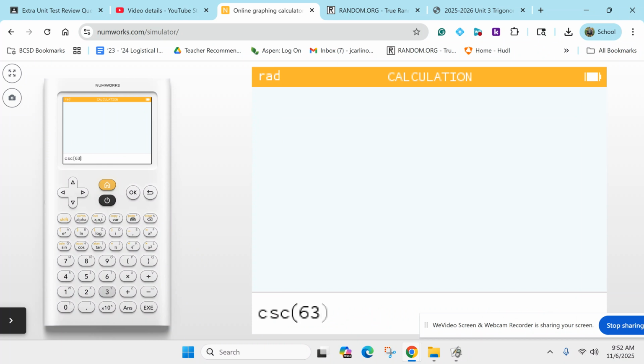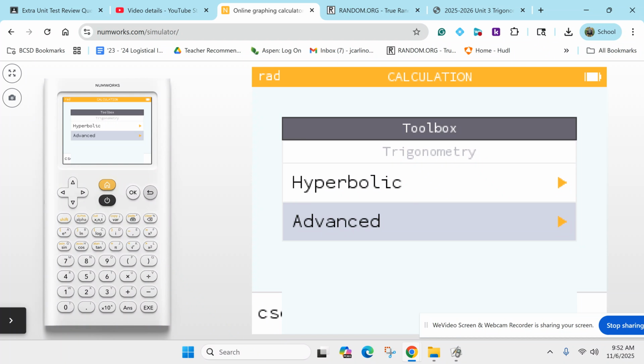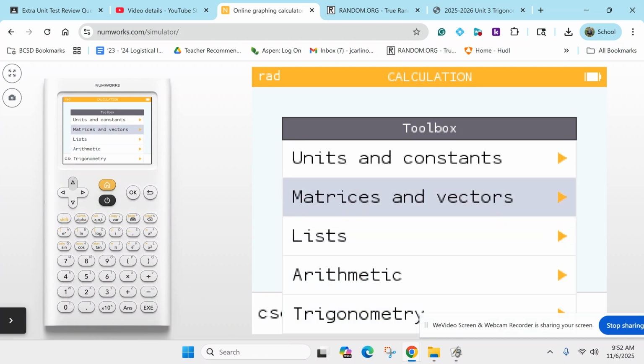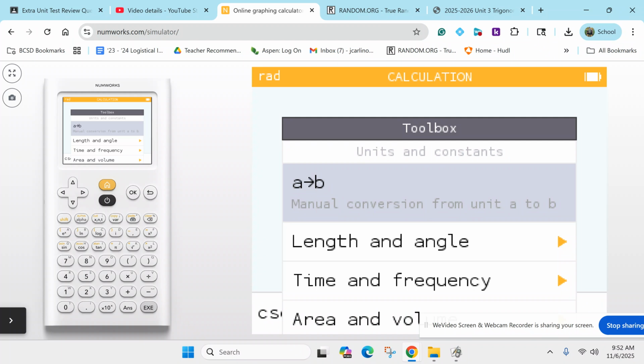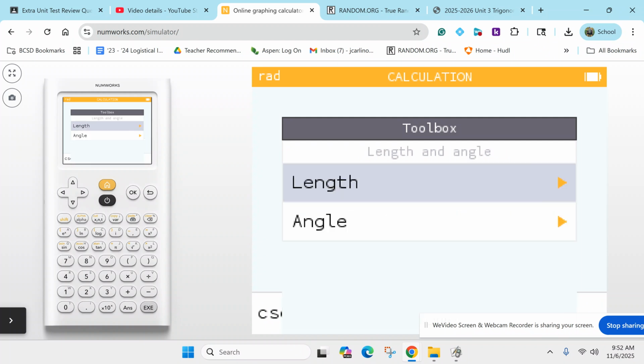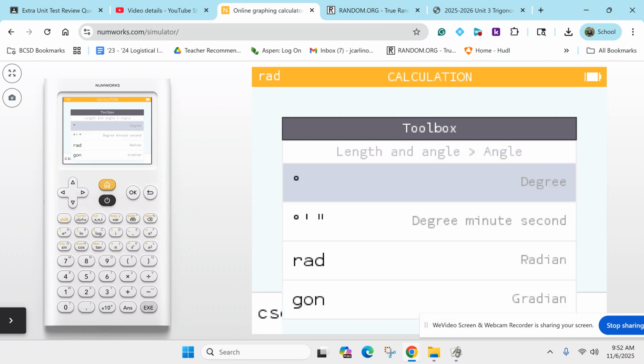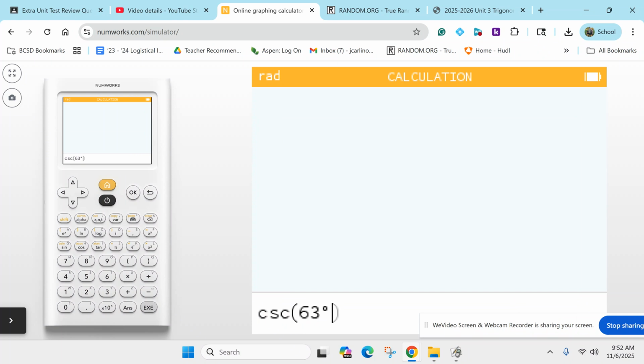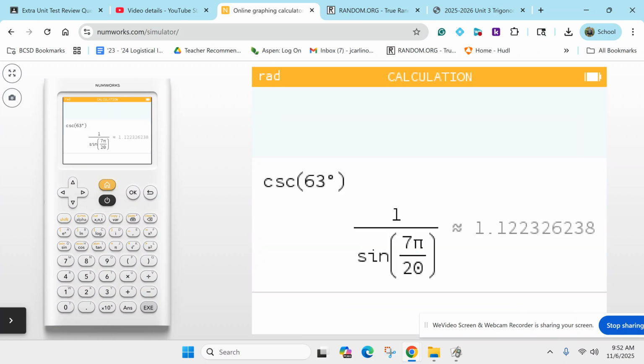Now be careful here. This is 63 what? Degrees, right? And I don't know what mode you're in. I'm in radian mode, so I need to just go back and put the degree symbol there. I'm always on the safe side. I'll put the symbol there with it. It doesn't matter what mode I'm in. And there it is. Don't be afraid by this 1 over sine 7 pi over 2. We're looking at the decimal right there.